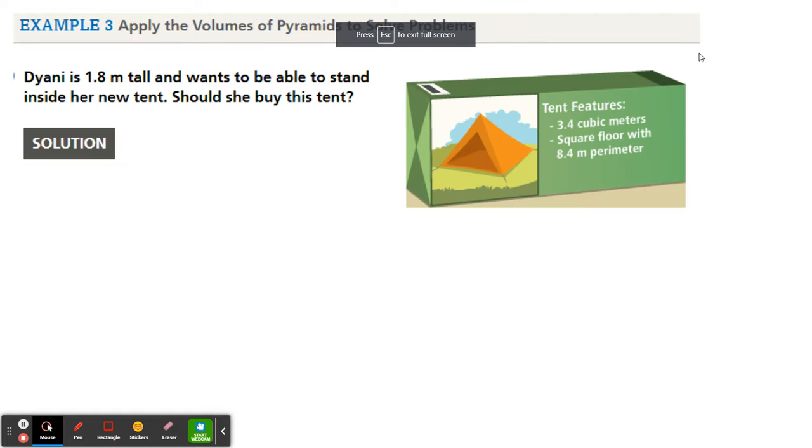All right, video 2 for lesson 11.3. So Diani is 1.8 meters tall and wants to be able to stand inside her new tent. Should she buy this tent?